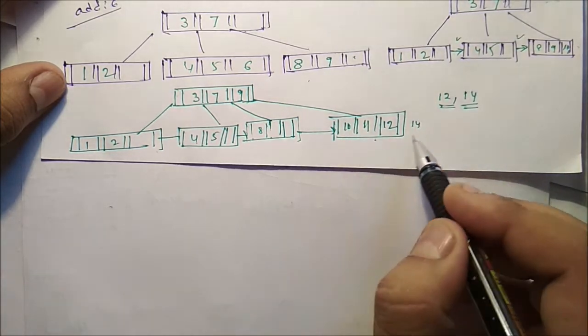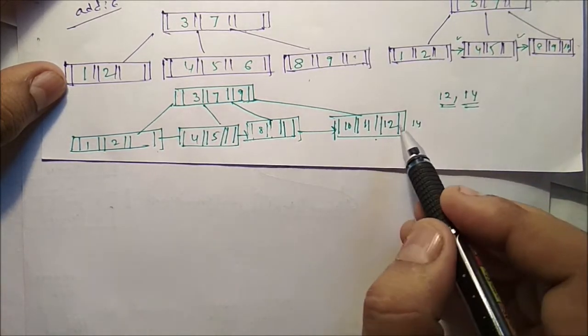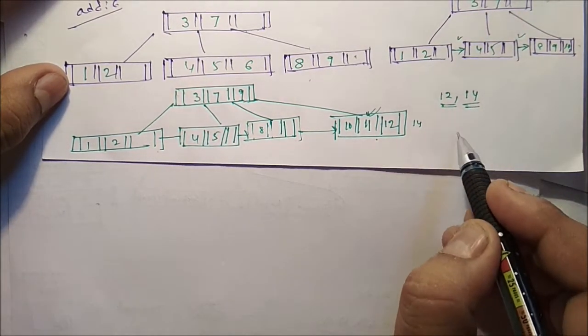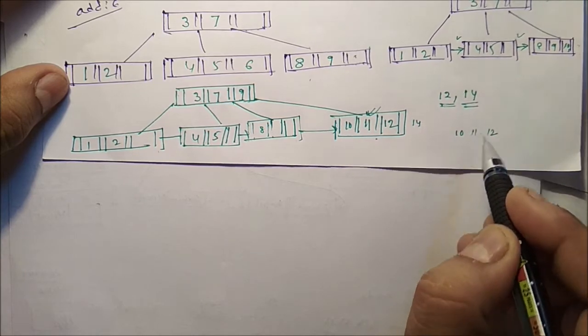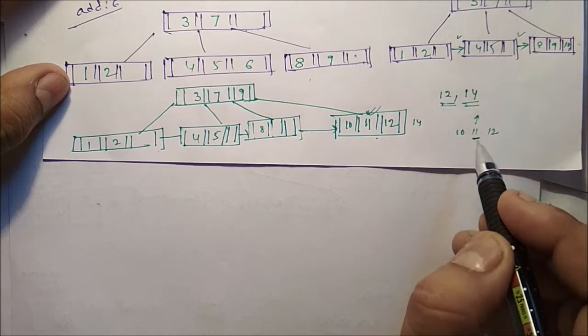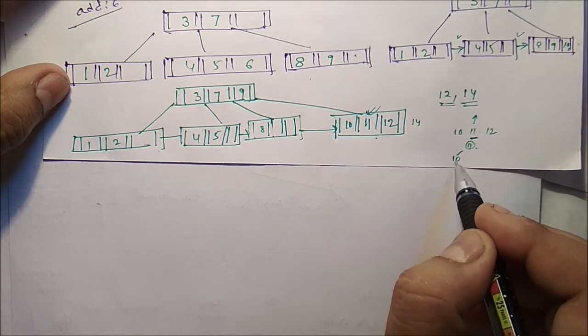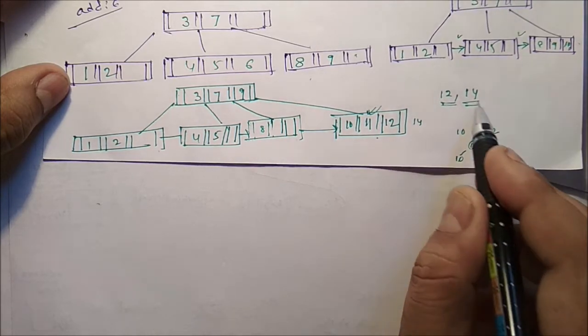We have to split this into two parts. So the median is 11. Okay, so it is 10, 11 and 12. The median is 11, you have to move it upward. So 11 will be the parent, the left child will be 10 and the right child will be 12. After that we can add 14 here.